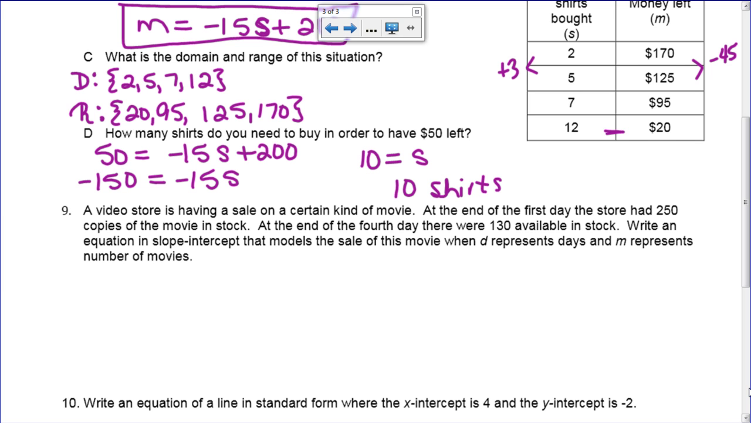So 2 more questions. Number 9, a video store is having a sale on a certain kind of movie. At the end of the first day, the store had 250 copies. At the end of the 4th day, there were 130. Write an equation that models the sale of this movie when D is days and M is movie.